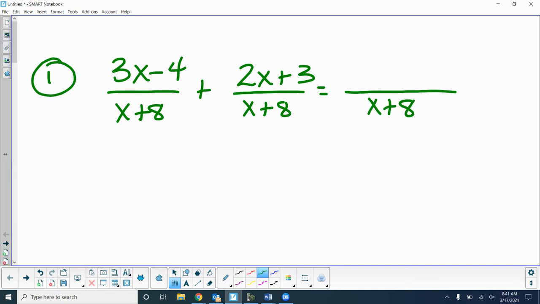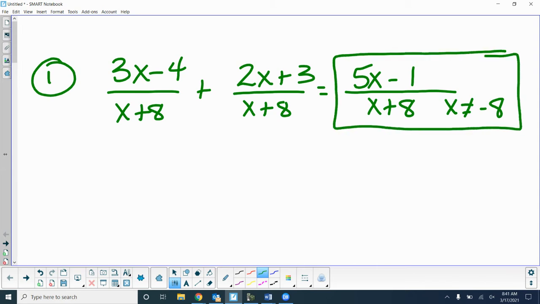And then just combine like terms. 3x plus 2x is 5x. And negative 4 plus 3 is a negative 1. And you're supposed to tell me the restrictions. So you have to say x cannot equal negative 8. You need all of that to get full credit. Any questions?